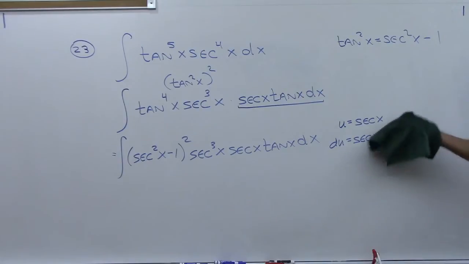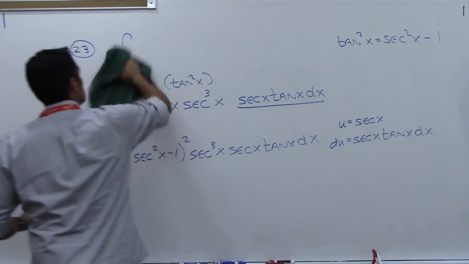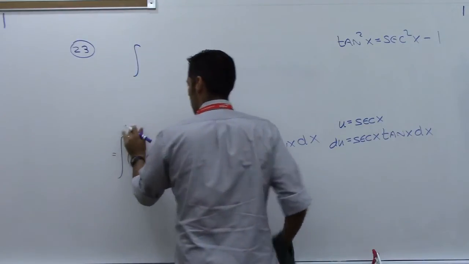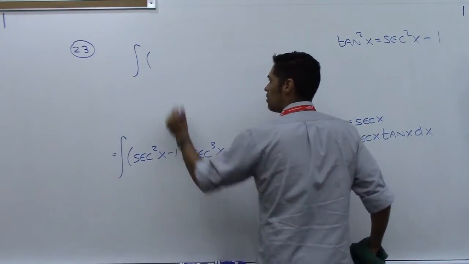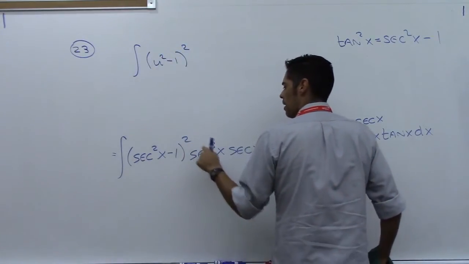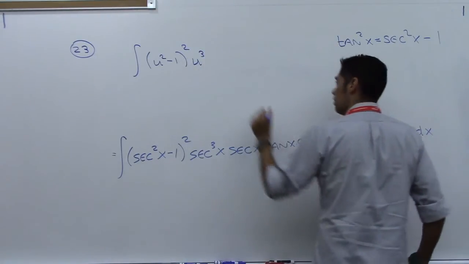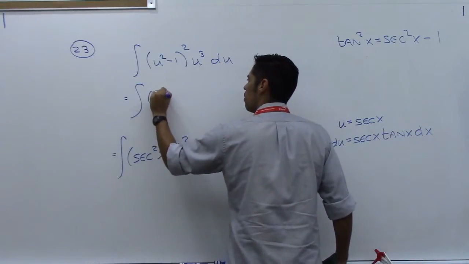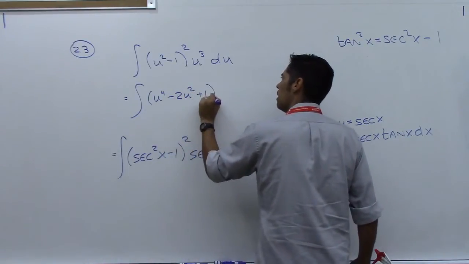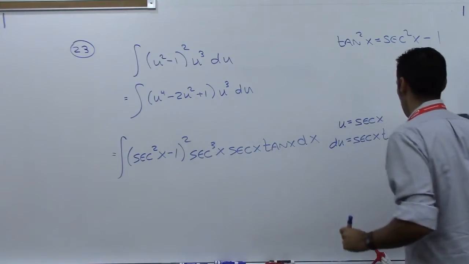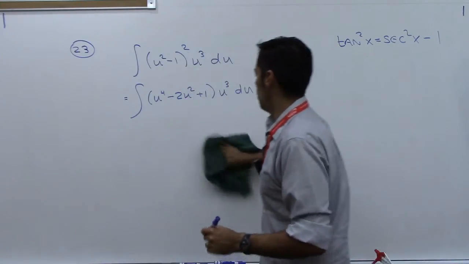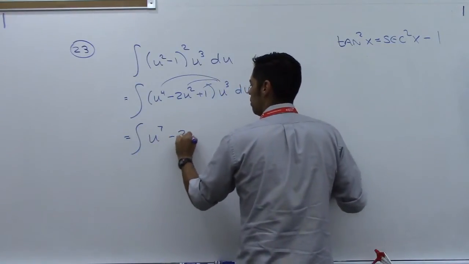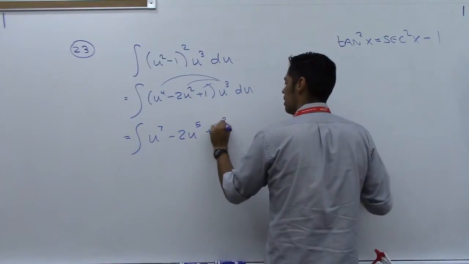And now we'll be able to do our substitution because everything is in terms of u or du. So we've got the integral, and then we have in parentheses u squared minus 1, that quantity squared, then times u cubed, and then all of this is du. And then I'll expand out this binomial, so it becomes u to the fourth minus 2u squared plus 1. Then I still have u cubed du. And at this point, I can distribute the u cubed through the parentheses. So here, here, and here. So I've got u to the 7th minus 2u to the 5th, and then plus u cubed, and then du.